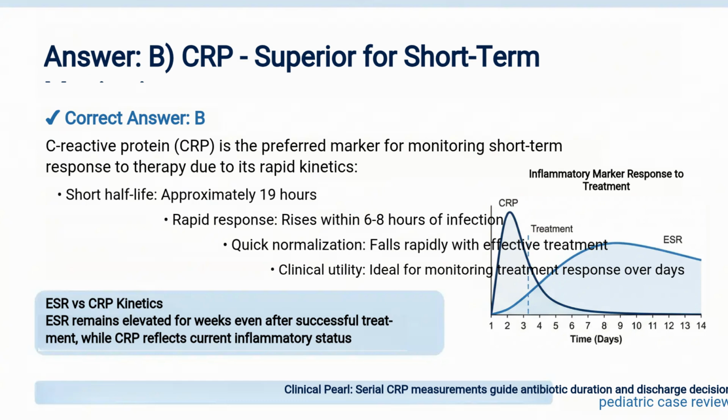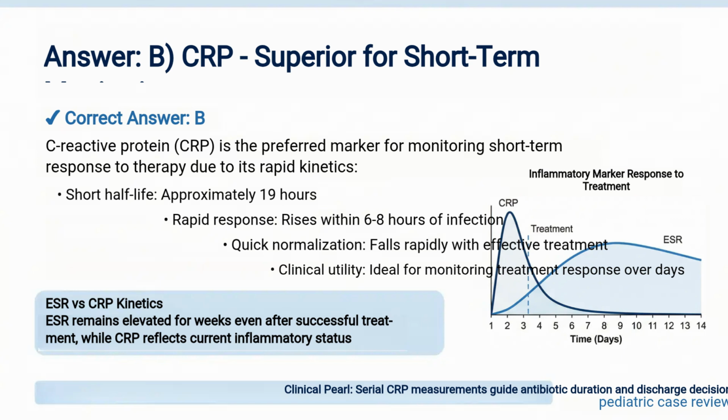C-reactive protein is the preferred marker for monitoring short-term response to therapy due to its rapid kinetics. Its half-life is approximately 19 hours. It rises within 6 to 8 hours of infection onset, and it falls rapidly with effective treatment, making it ideal for monitoring over days.